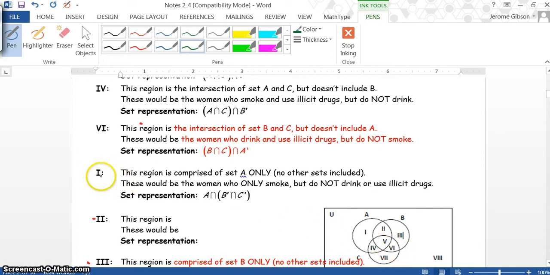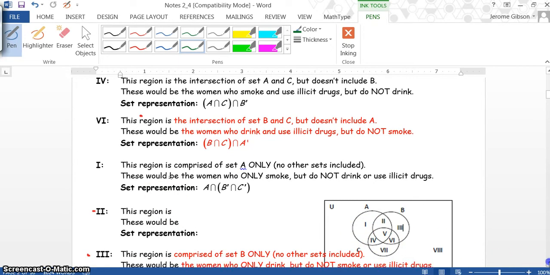Now we go here to region 1. This region is comprised of set A only. No other sets included. These will be the women who only smoke but do not drink or use illicit drugs. The set representation: A intersect B complement intersect C complement. So that means basically we would do no B's, which would be A and C, intersect no C's, which will only leave us A here. So that is a set representation.